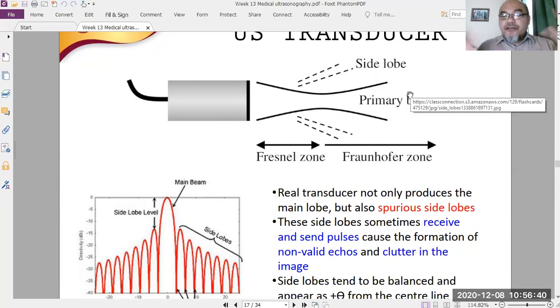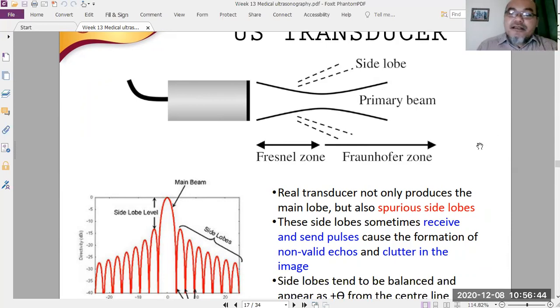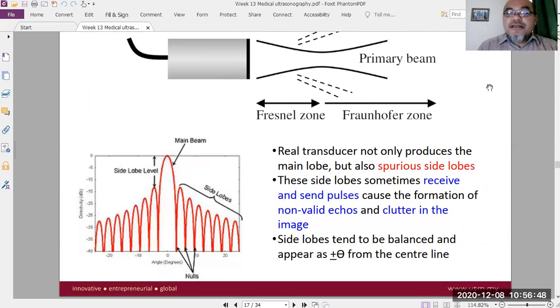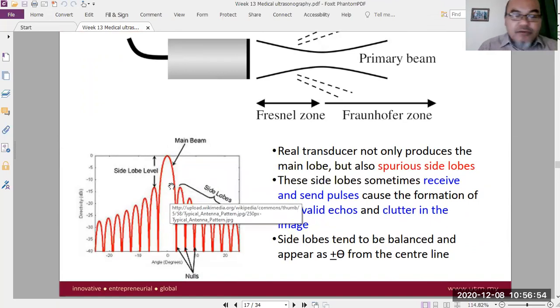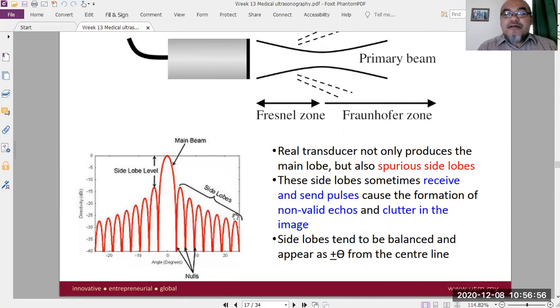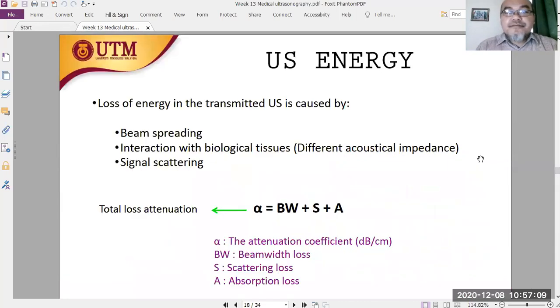It will also interact with the surrounding tissue and create pulses, and it will become artifacts in the reconstructed image. So this is the main beam whose response to the tissue we want, but however, it will always generate the side lobes. Side lobes tend to be balanced in the surrounding and appear as plus minus theta from the central line.